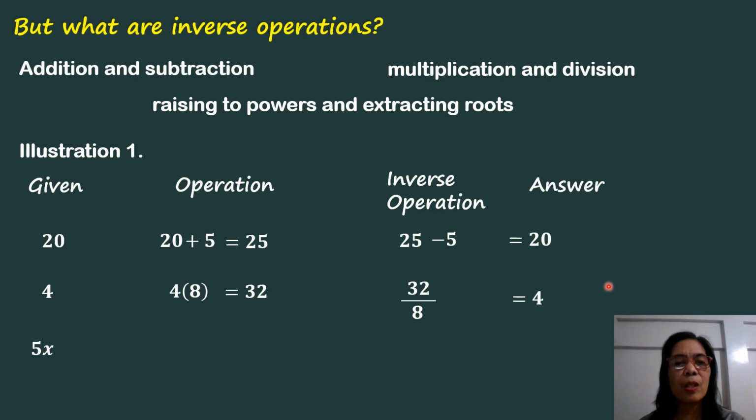Let us have another example, 5x. If we raise 5x to the exponent 2, it will give us 25x squared. Raising to exponent 2 has its inverse, the square root. So if we extract the square root of 25x squared, it will give us back 5x. I hope you now understand how inverse operations work together. The inverse operation undoes what its inverse has done to the given expression.